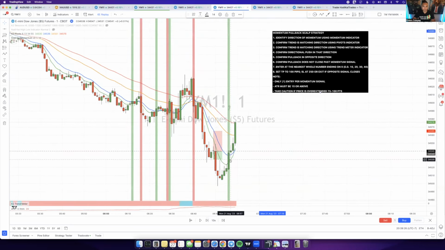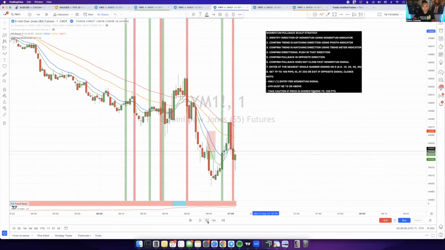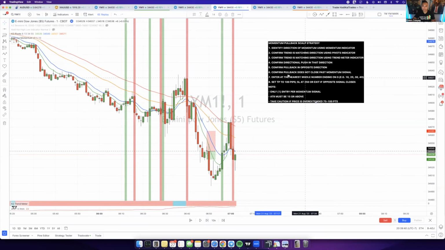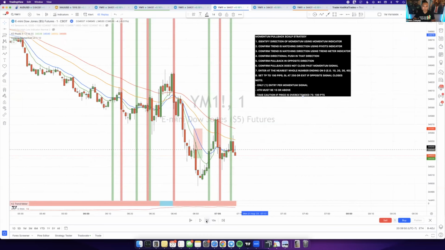All right, so we get a buy signal right here, but the trend is still bearish, so there's not going to be an entry for a buy there, of course. Okay, we have a sell signal right here. Let's see if we get a push in this direction. All right, price retraces right there, but you can see for step 6, you want to confirm that the pullback does not close past the momentum signal. It closed past it here, so this is not going to be useful to us. Waiting for price to pull back down. It doesn't pull back down.